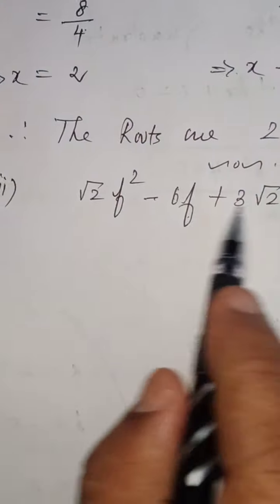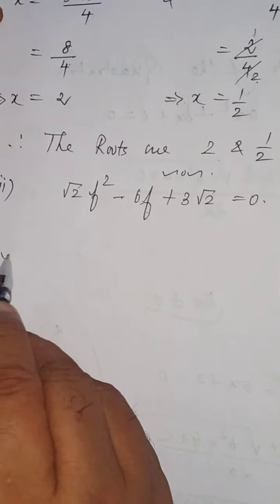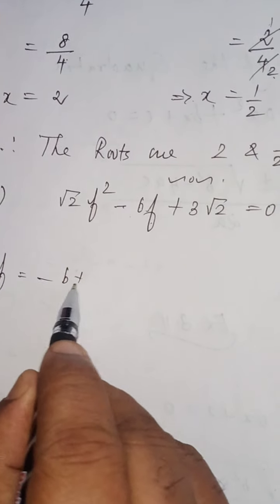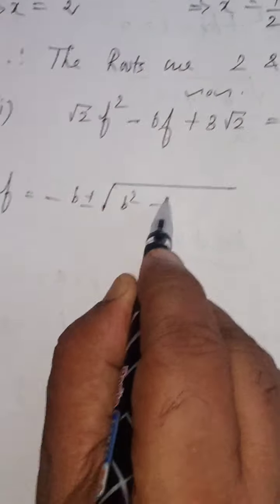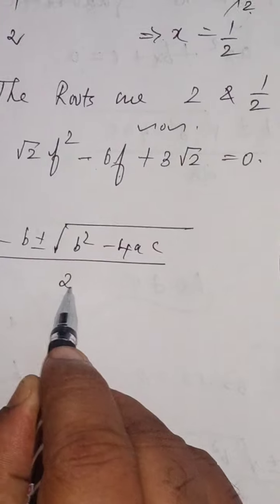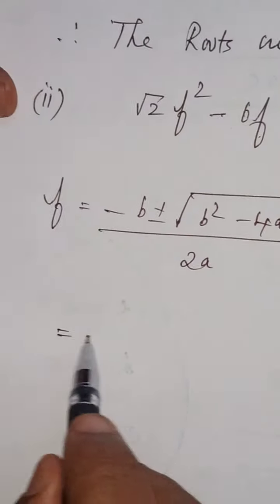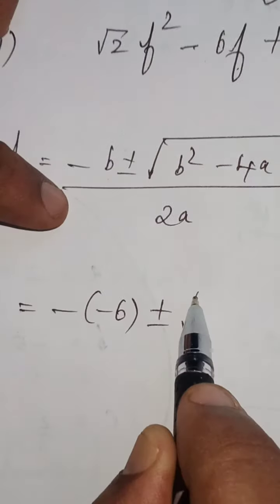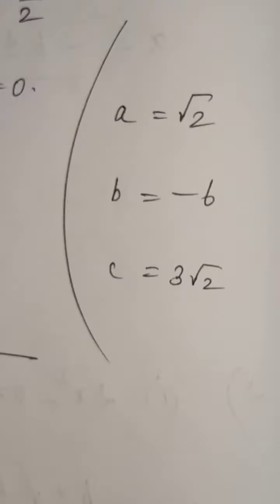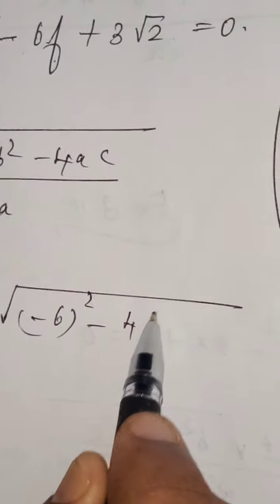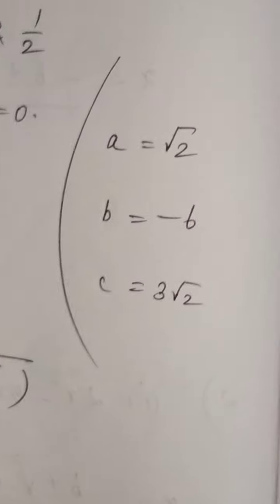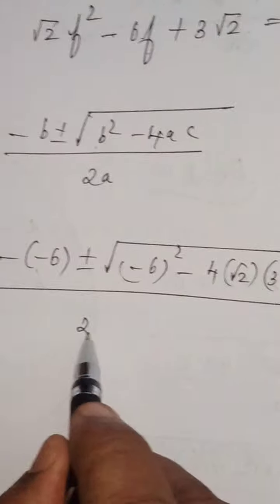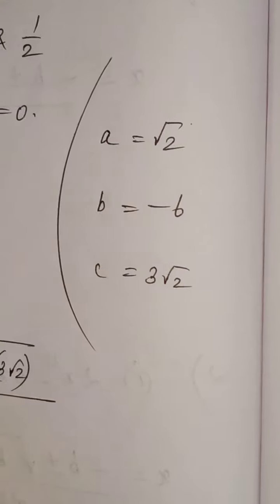Then here the equation is in terms of f, now you have to write f equals, not x equals, f equals minus b plus or minus square root of b square minus 4ac, the whole divided by 2a. Minus b equals minus 6, plus or minus square root of b square, that is minus 6 the whole square, minus 4 into a into c, a value root 2 and c value 3 root 2, whole divided by 2 into a value, root 2.